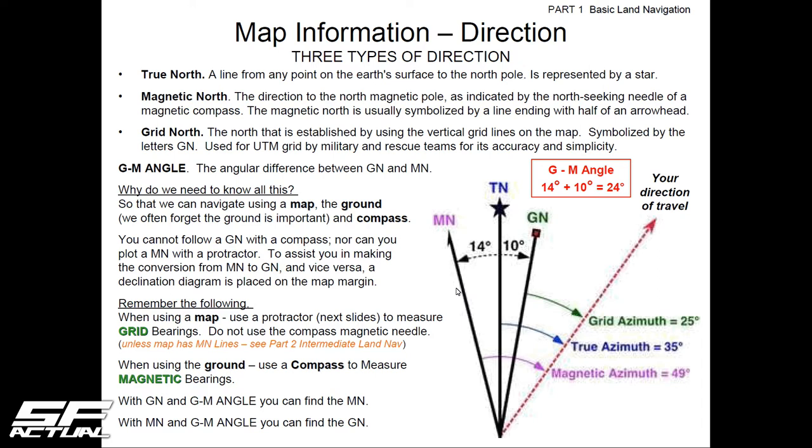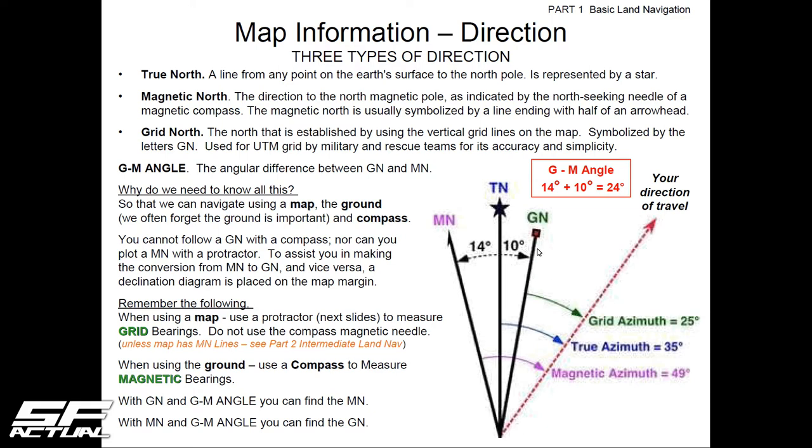So with grid north and the GMN angle, you find magnetic north. With magnetic north and the GMN angle, you find grid north. In this case, we have true north. Magnetic north is 14 degrees off of it to the west, and grid north is 10 degrees off to the east. If you line up those grid squares, that is what is indicated on the map, that is grid north, 10 degrees off of true north, and your magnetic north is 14. So in this case, you're going to add these two together. The declination here is 24 degrees.